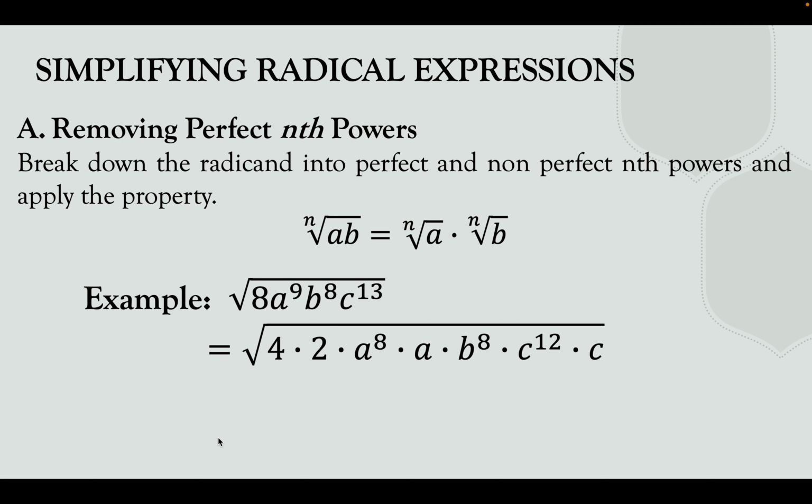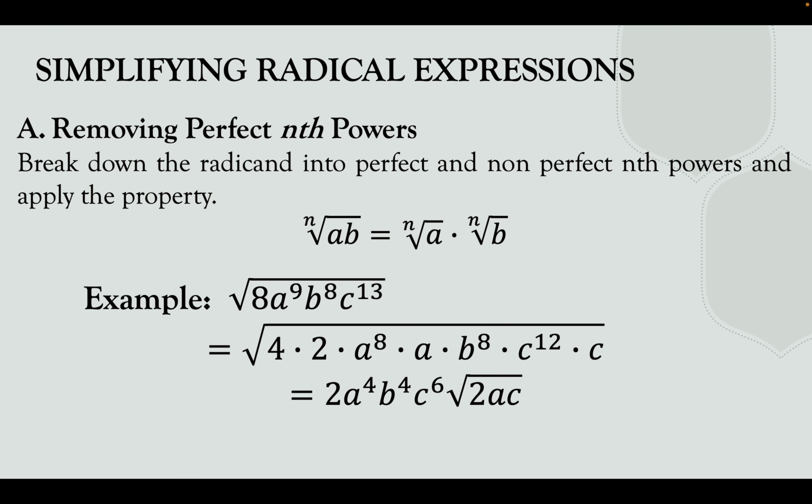We factor that one into 4 times 2 because 4 is a perfect square. And then a raised to 9, we need to factor this one also so that we can divide the exponent by the index to simplify a raised to 9. So a raised to 8 times a. And then for b raised to 8, since 8 can be divided by the index 2, it can remain as b raised to 8. So we have c raised to 13, so factor that one, so we have c raised to 12 times c.